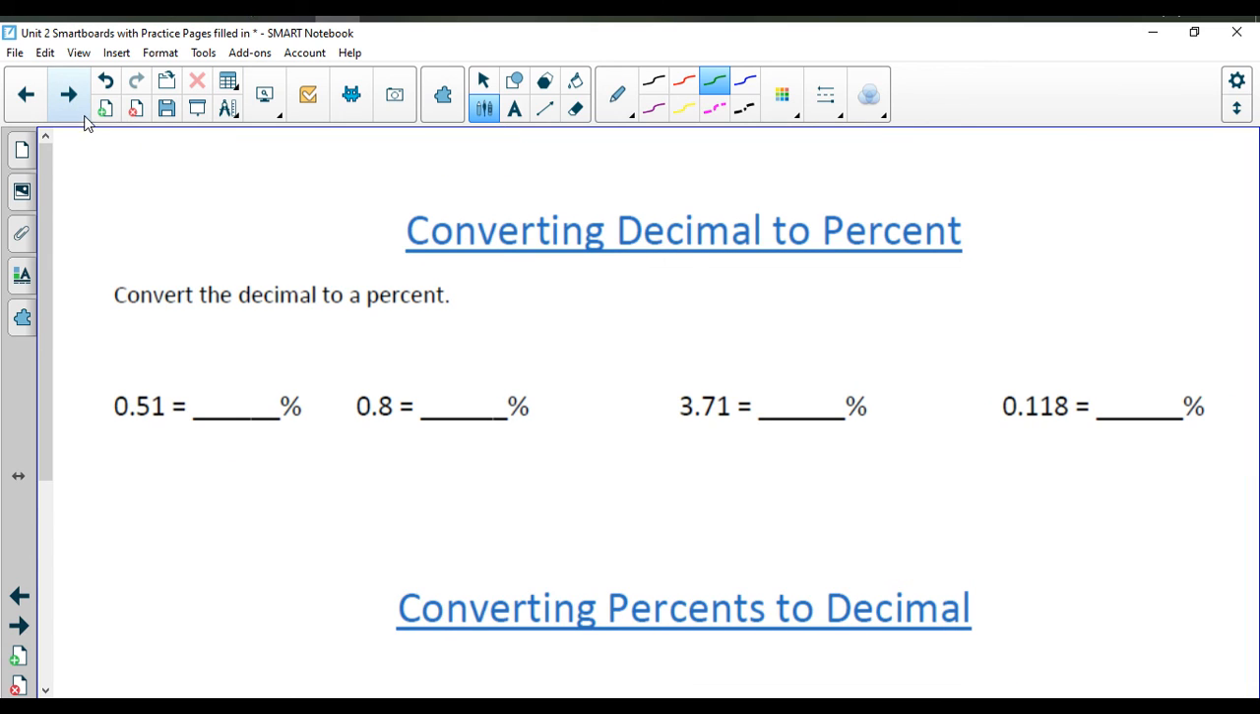For the next section, converting decimals to percent, remember decimal percent man. Decimals to percent, move the decimal point 2 places to the right. So 2 places to the right, 51%. 2 places to the right, 80%. 2 places to the right, 371%. 2 places to the right, 11.8%.